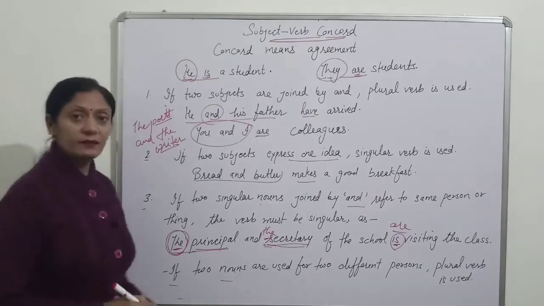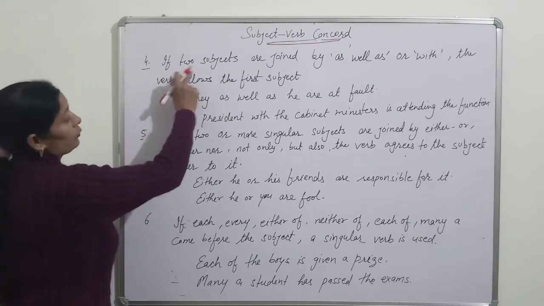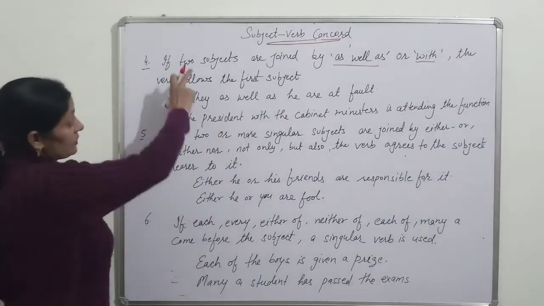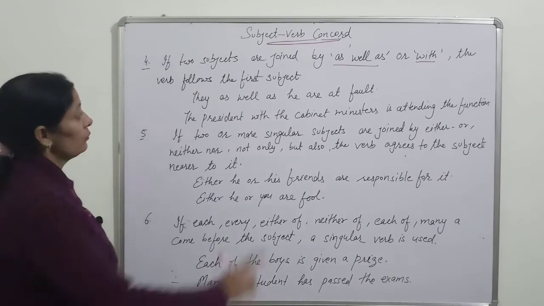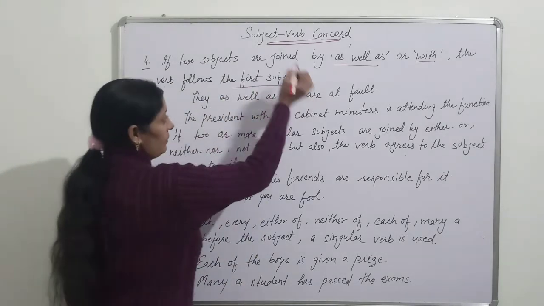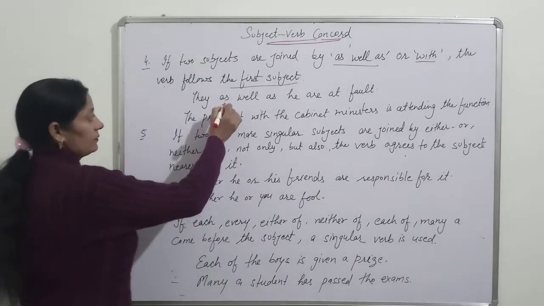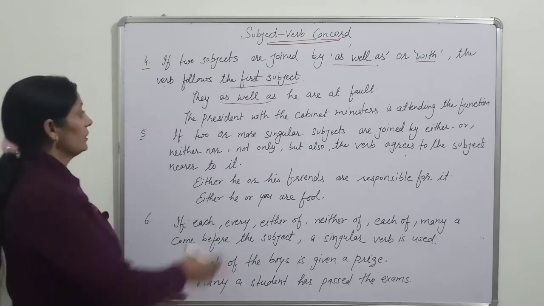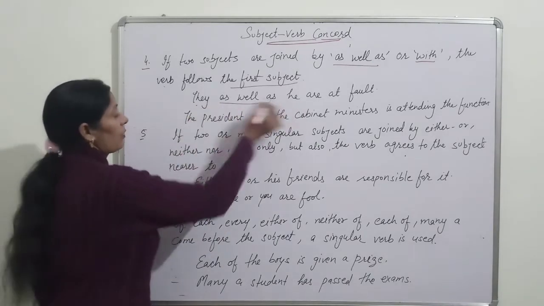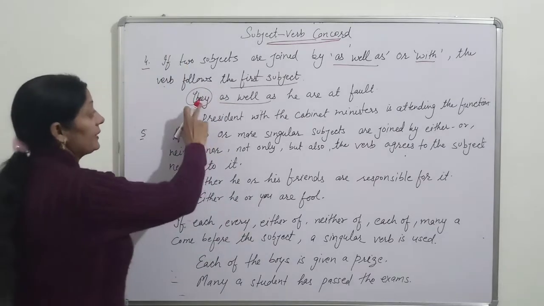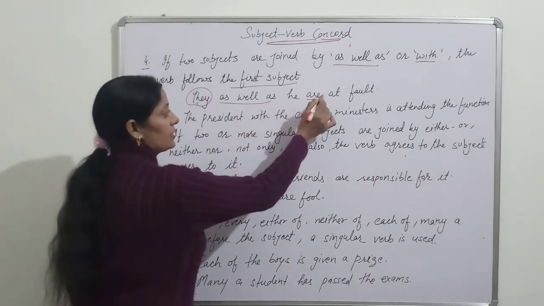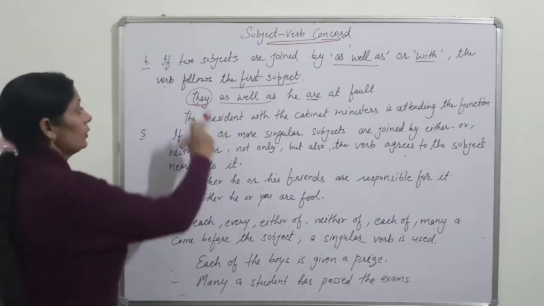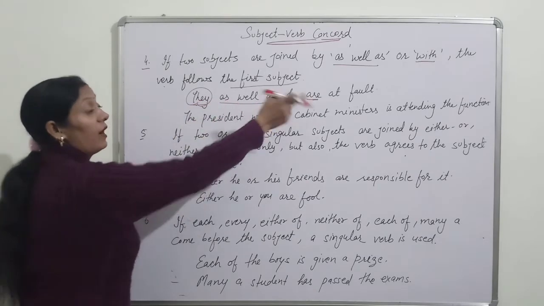Okay. Now see the next. Number 4 is, if two subjects are joined by as well as or with. Two subjects joined by as well as or with, the verb follows the first subject. Remember this. When as well as or with is used as a connector, as a conjunction, then we use the verb according to the first subject. For example, they as well as he. We are using here the verb according to they. They as well as he are at fault. You as well as I are at fault.